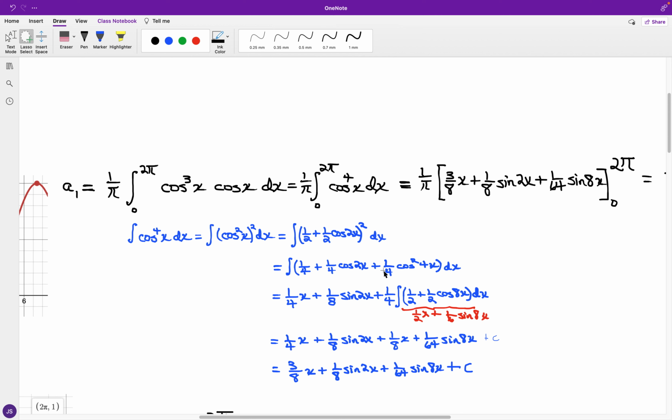So we come out to 1/4 plus 1/4 of the cosine of 2x plus 1/4 of the square of the cosine of 2x, dx. And for the first two terms, the antiderivative of 1/4 becomes 1/4 of x, and that of 1/4 of the cosine of 2x becomes 1/8 of the sine of 2x.